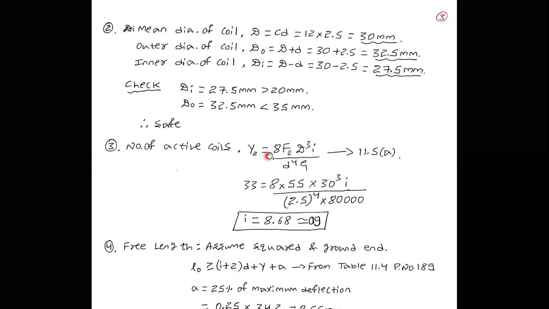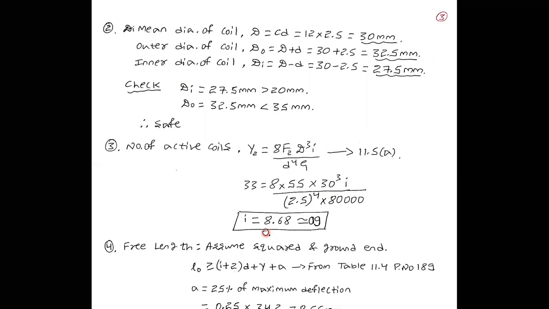Otherwise, the formula is Y equal to 8 F D cubed I divided by d raised to 4 into G. But you will be designing for the maximum load and maximum deflection, that's why I have taken Y2 and F2. Substitute the values. In this case, only I is unknown. The diameter is 2.5, the modulus of rigidity is also given as 81 into 10 raised to 3 megapascal, and the mean diameter you have just calculated is 30. Substitute that, and you will get the value of I, the number of active coils.